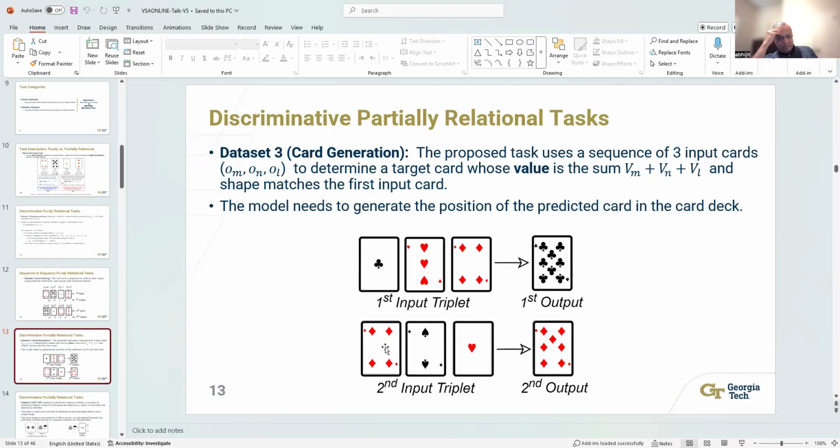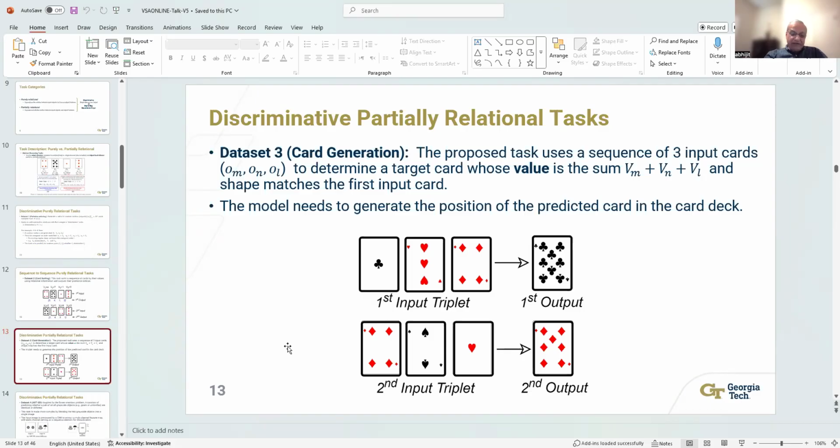For the second example, we have 4 plus 2 plus 1, which is equal to 7, and the shape of the output card should match the shape of the first card of the input sequence. So just for a quick recap, if we give you sequences of 3 cards and an output card, but I don't tell you how that output card is obtained, you're trying to figure out what rule is applied to get that output card. The system does not know what that rule is.